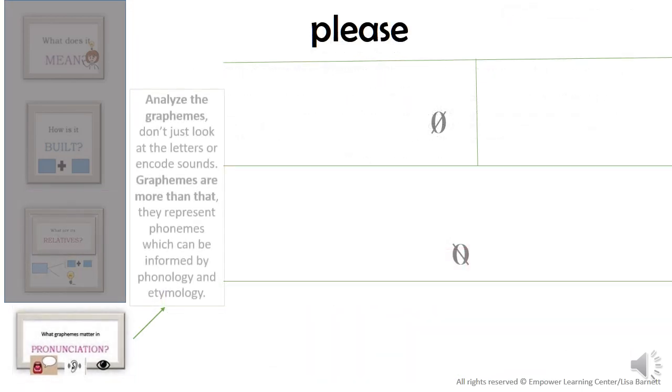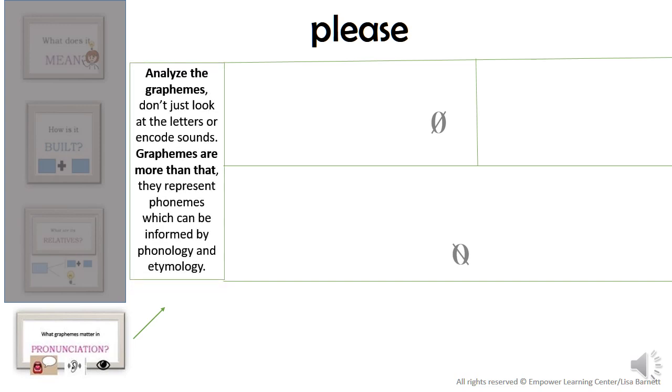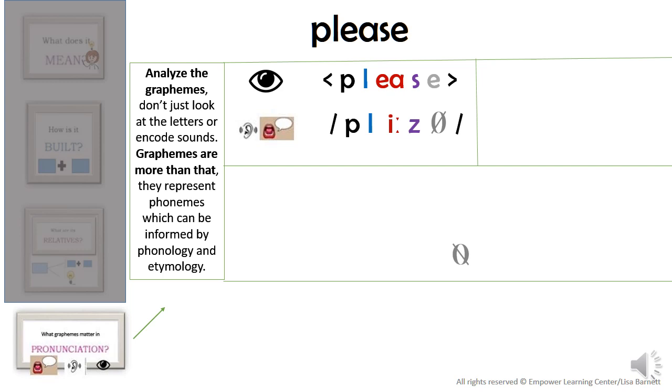Okay, so now we're going to look at what graphemes matter in the pronunciation. So, analyze the graphemes. Don't just look at the letters or encode any sounds. Graphemes are so much more than that. They represent phonemes which can be informed by phonology and etymology.